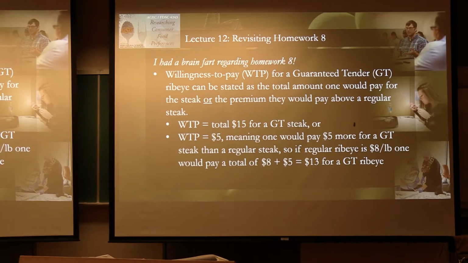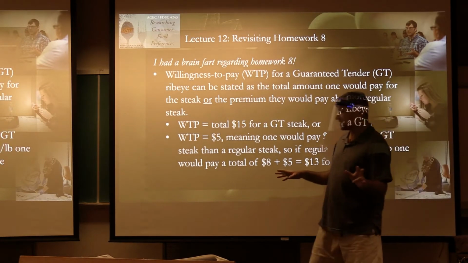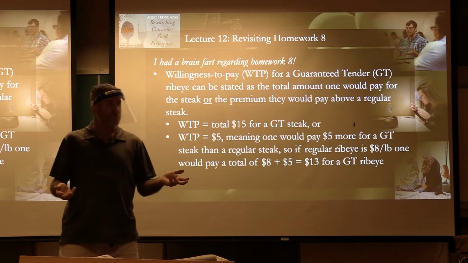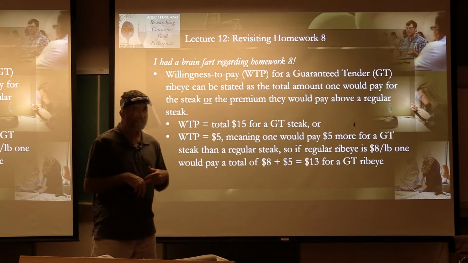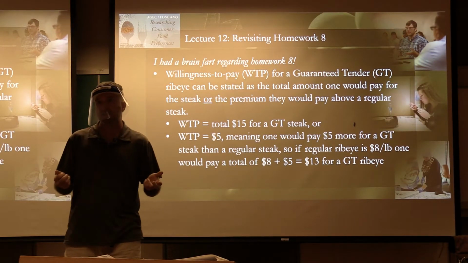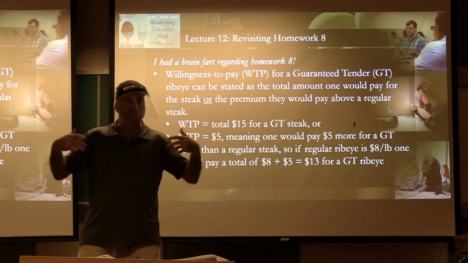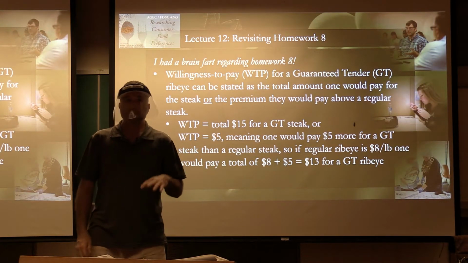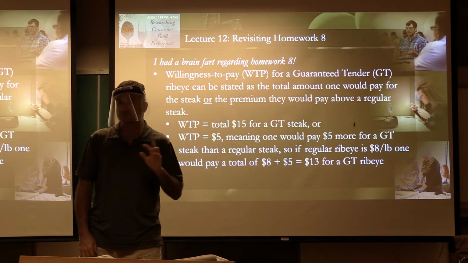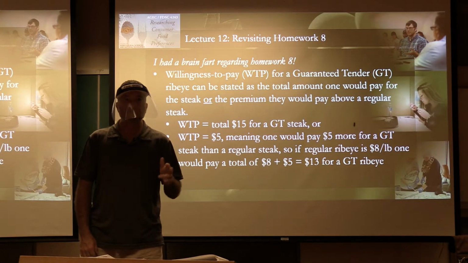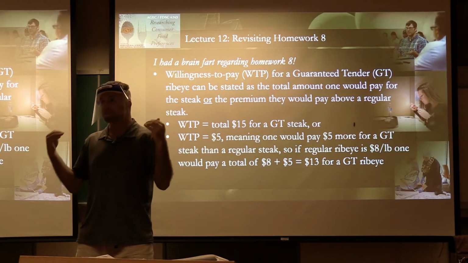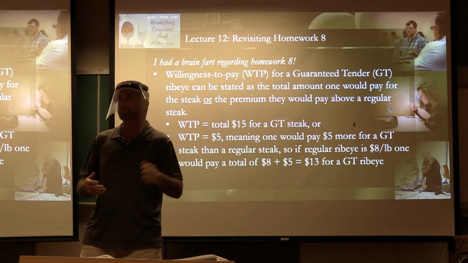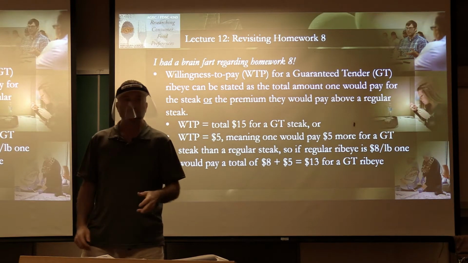One example we use a lot in this class is the example of guaranteed tender steaks versus regular ribeye steaks. And we talk about willingness to pay, meaning what's the maximum amount people will pay for guaranteed tender steak. And we can think about this willingness to pay in 2 ways. And unfortunately, on homework 8, I said both ways. Like in the chart, I gave the definition as both.